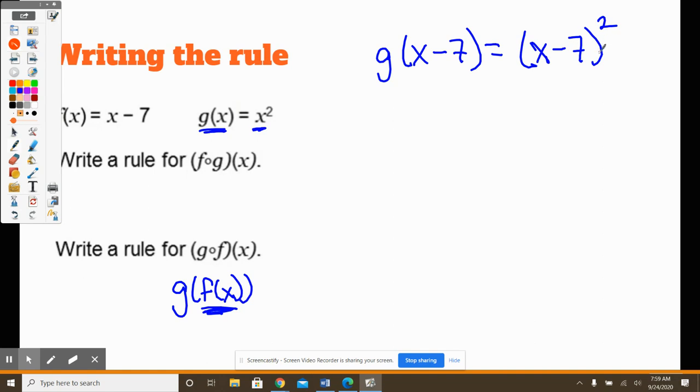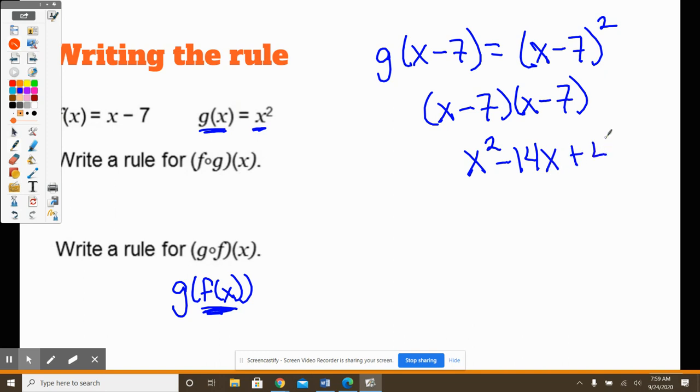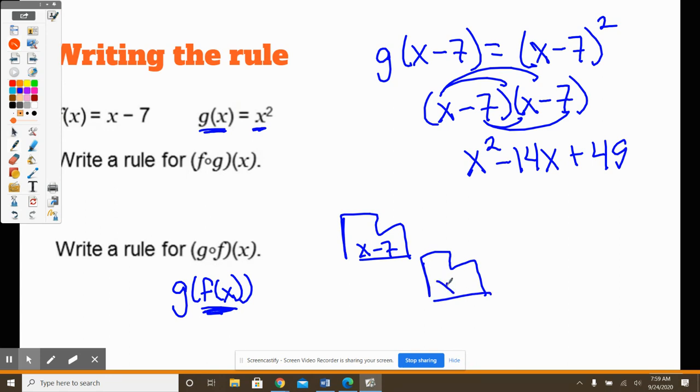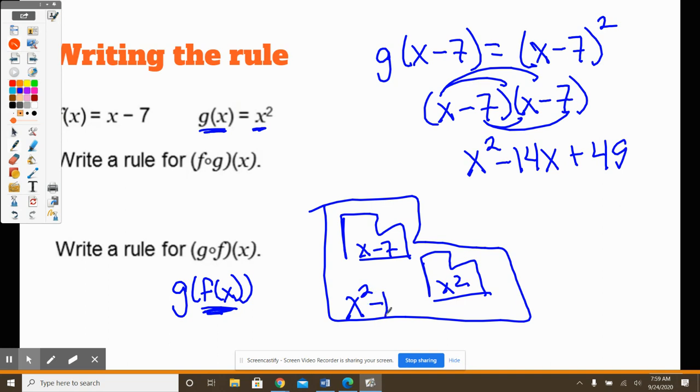Now I can guarantee some of you will do this wrong and tell me that's x squared plus 49. That is not correct. If you have a quantity squared, you will have to double distribute. Some of you call that FOIL. X squared minus 7x minus 7x, that's minus 14x, plus 49. So the super rule, if f happens first, which is the x minus 7, and then it goes into x squared, the super rule is this complicated thing, which is x squared minus 14x plus 49.